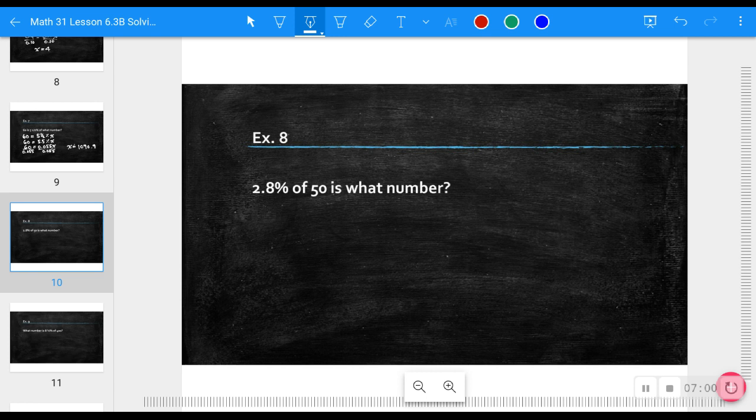Okay, example 8, 2.8%. We'll convert that to decimal. All I did is slide the decimal 2 places to the left. You have to introduce a 0 there and get rid of the old decimal when you do that. Okay, so that's what happened there. And I made a mistake here. It's supposed to say times there because of the "of". And we're going to multiply that by 50 to get our number. So 0.028 times 50 gives 1.4 for x.